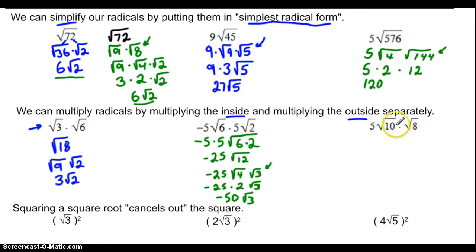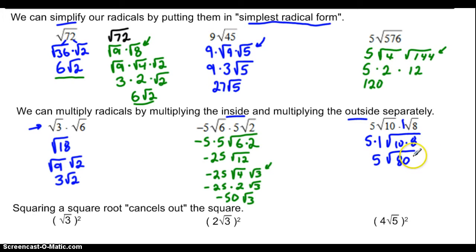Outside, 5 and, well, what number is out here? Remember, we can always put a coefficient of 1 in front of any radical. So we have 5 times 1 on the outside of our radical, and on the inside of that square root, we have 10 times 8. Now, 5 times 1 is 5, and 10 times 8 is 80. And can we simplify this at all now that we're done multiplying?